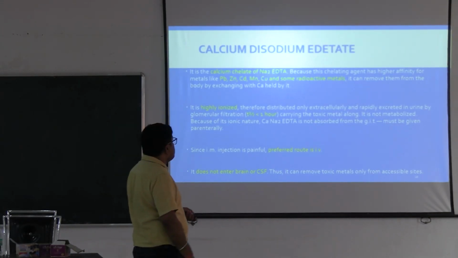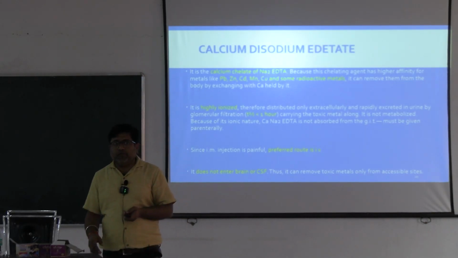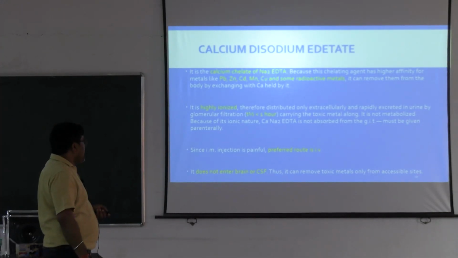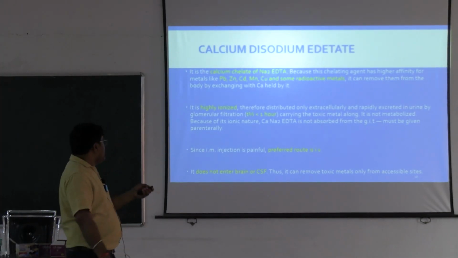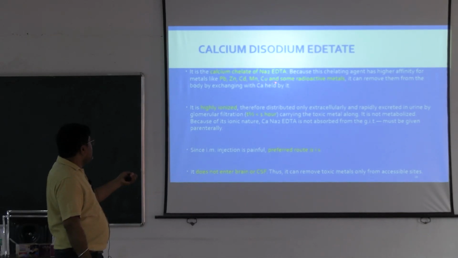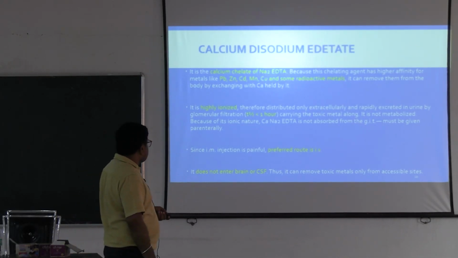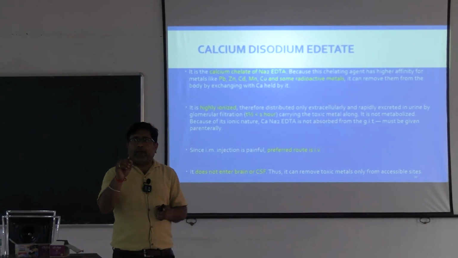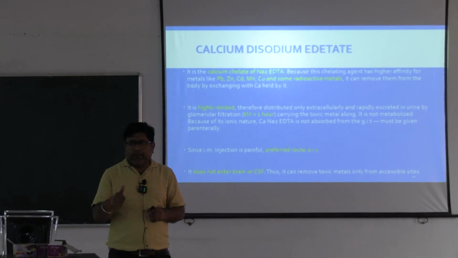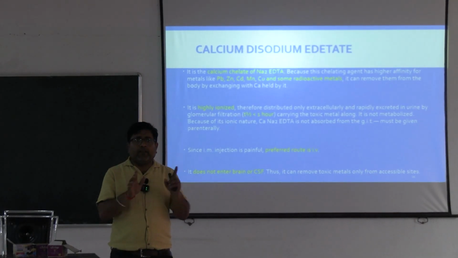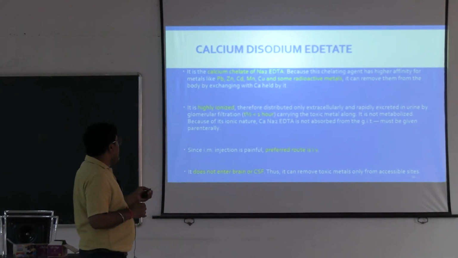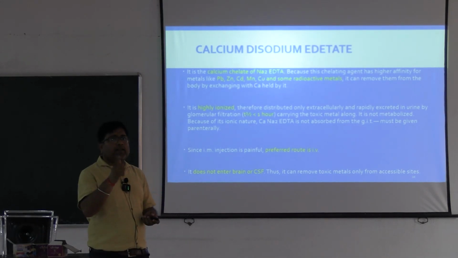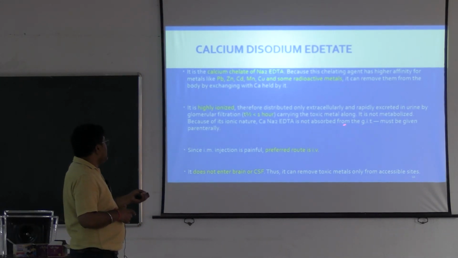Now coming to calcium disodium edetate. Calcium disodium edetate is basically a calcium chelate of disodium EDTA. It has a higher affinity for lead, zinc, cadmium, manganese, copper and some radioactive metals. They are highly ionized, and as they are highly ionized, they show poor oral absorption, so they are used parenterally. Intravenous injections are used because intramuscular injections are painful, and because they are highly ionized, the distribution is more extracellular than intracellular, and basically it is not metabolized.